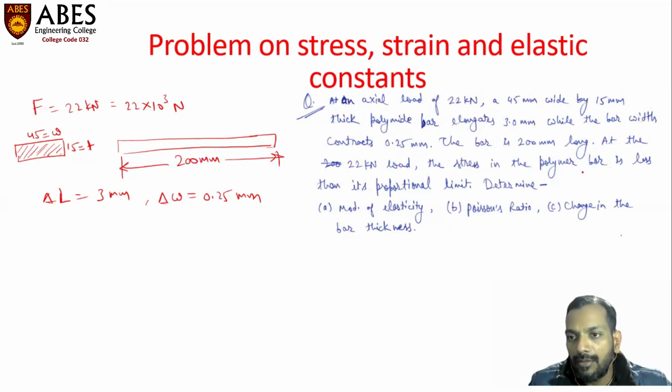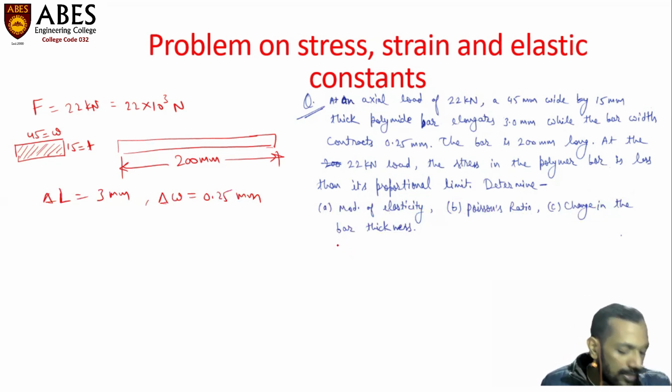The stress in the polymer bar is less than its proportional limit, which means that all these processes, the application of loads, etc., everything is taking place within the elastic limits. It means if we remove the load, the bar will spring back to its initial shape, initial length, and initial dimensions. So within the elastic limits, everything is happening here. So we need to calculate the modulus of elasticity, Poisson's ratio, and change in the bar thickness.